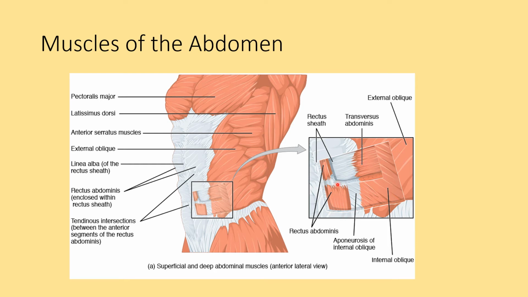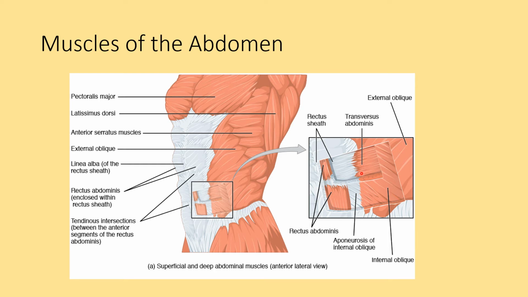The rectus abdominis, those fibers are running essentially up and down. They're running in an inferior-superior direction, so they're going up and down. But the transverse abdominis, which is one layer deeper, so you would have to remove the rectus abdominis to see it, those fibers are running sideways.